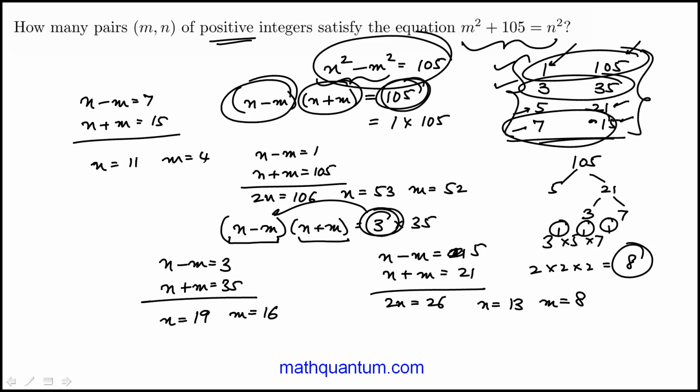So we have 4 such pairs, and they're right here. These are the 4 pairs that would give us distinct values for n and m. So the answer is 4.